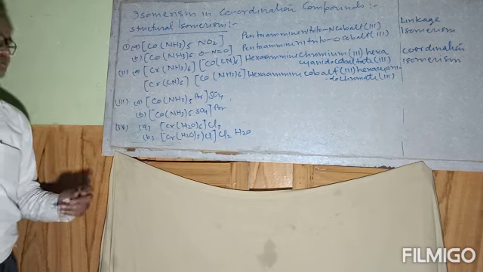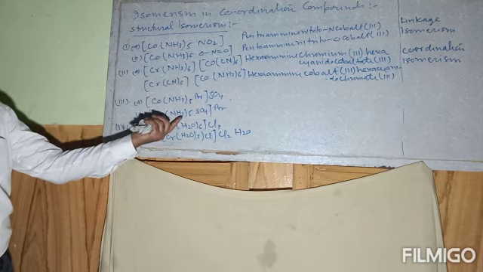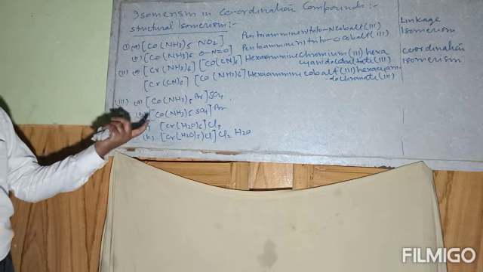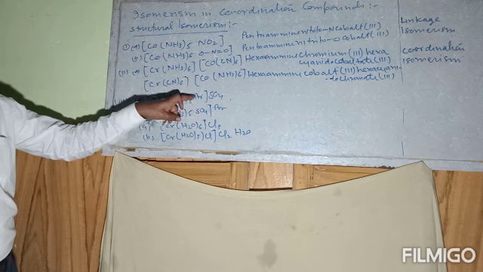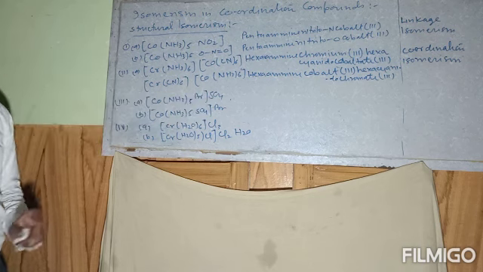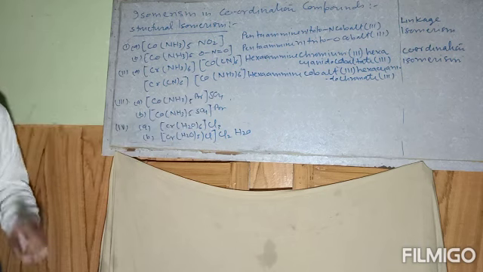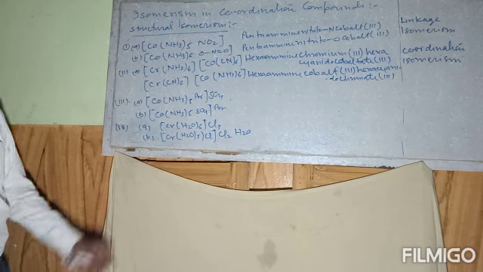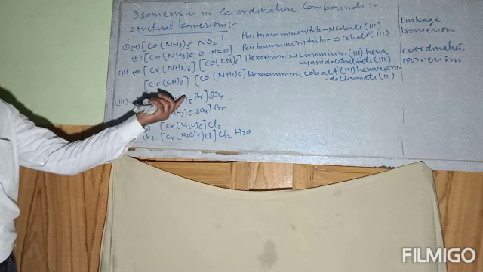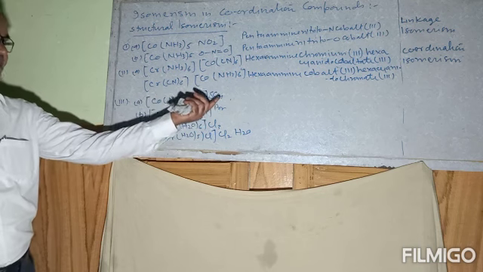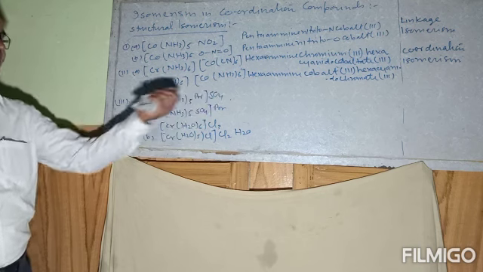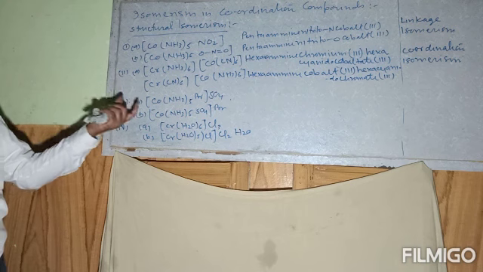Now third, see here, the molecular formula of both the compounds is the same. What is the difference? In this compound, sulfate is present as counter ion, and in this compound, bromide is present as counter ion. This is the only difference. So the ions in these two compounds are different. In one compound the ion will be sulfate, and in the other compound the counter ion will be bromide. So such type of isomerism is called ionization isomerism.